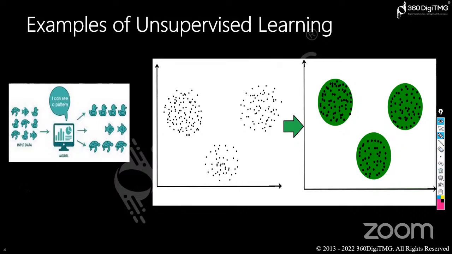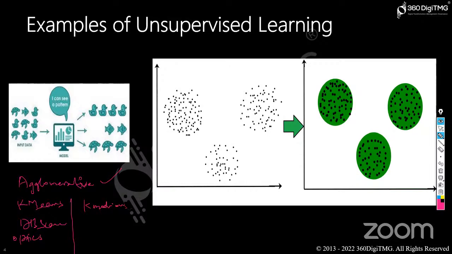We are going to talk about something called agglomerative clustering. This is one type of clustering technique. Then we also have k-means, and various other techniques like DBSCAN, OPTICS, k-medians, k-medoids, the divisive approach, the chameleon approach. A huge list of techniques are available for doing the grouping.